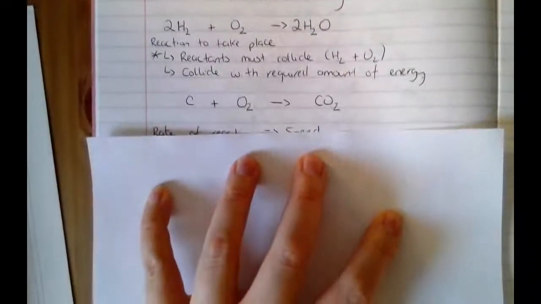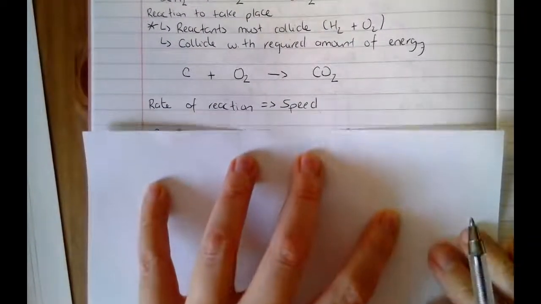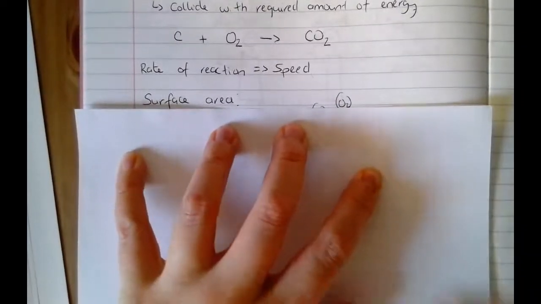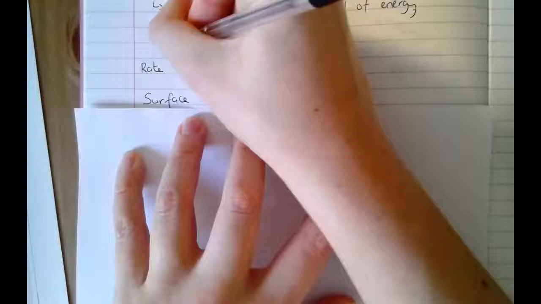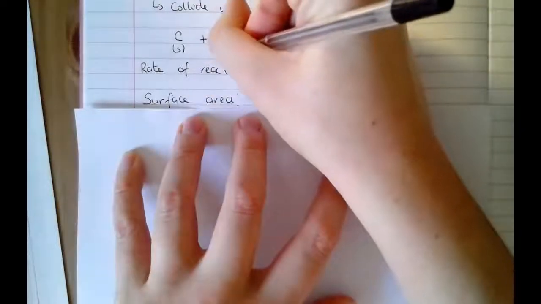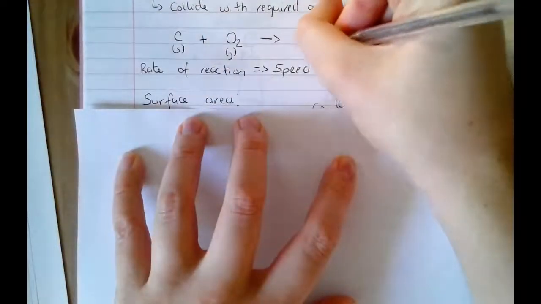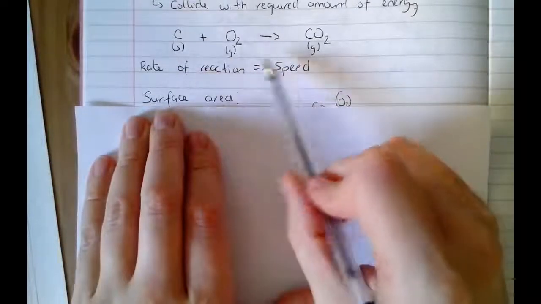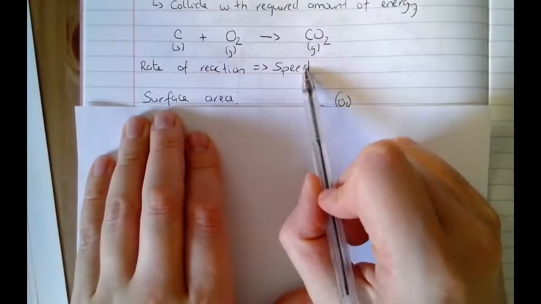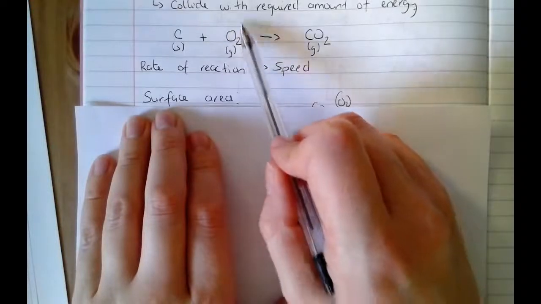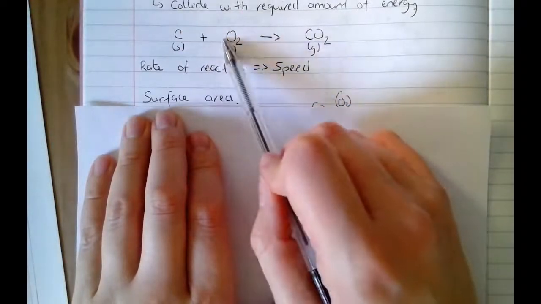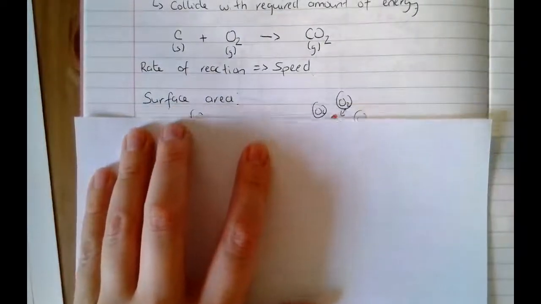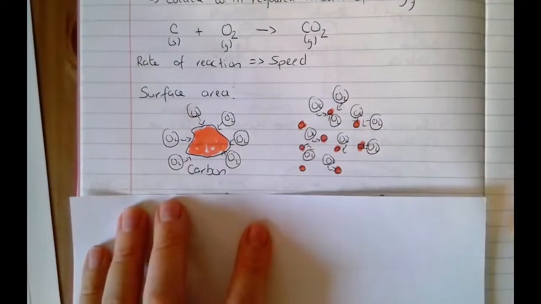The first thing we're going to look at is to do with surface area. So in the reaction I've got here, I've got carbon, which is a solid, reacting with oxygen, which is a gas, to form the gas CO2. If I want to increase the rate of the reaction, and by rate of the reaction I mean speed, I need carbon and oxygen to collide more frequently. One way I can do this is I can increase the surface area of my piece of carbon.